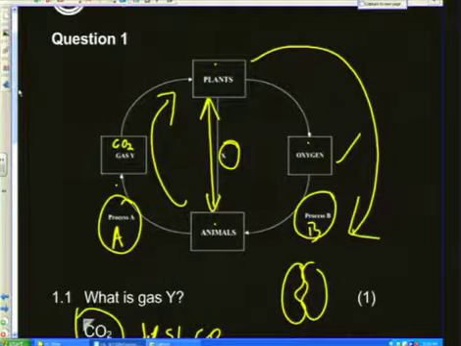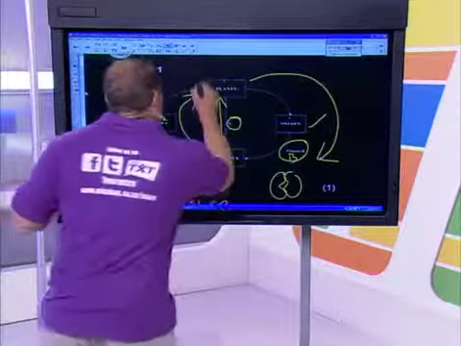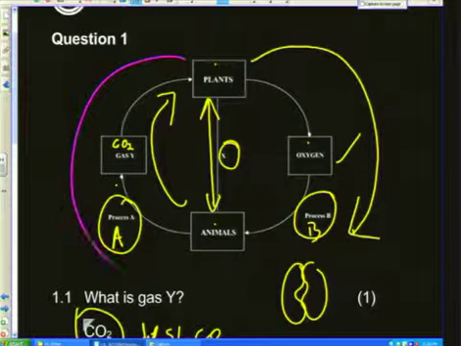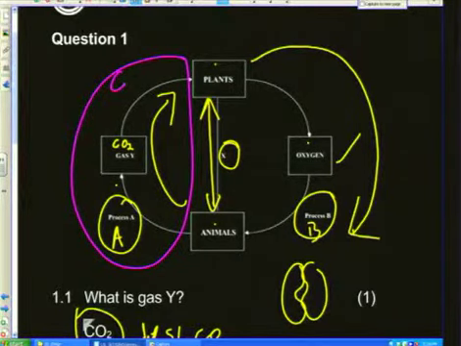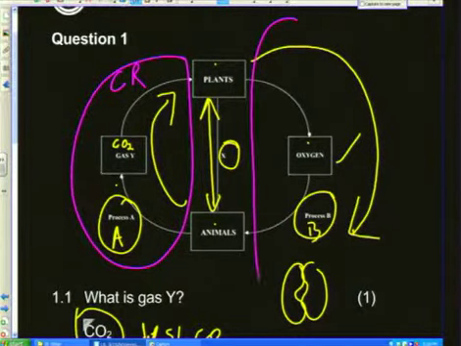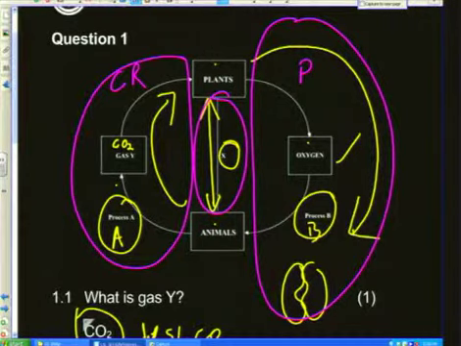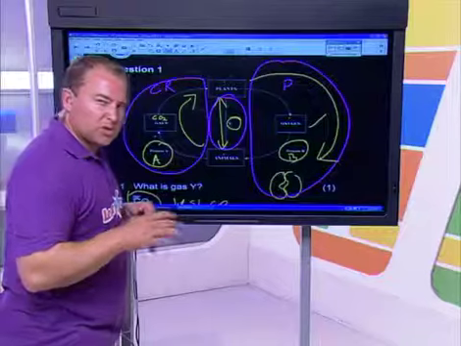You with me? Okay, let me get this again. Let's get some color here, and I'm going to choose a different one so it doesn't mix. This is the process of cellular respiration, CR. And this is the process of photosynthesis. This is what is passed on when we eat the plant, which is carbohydrates. You with me so far?